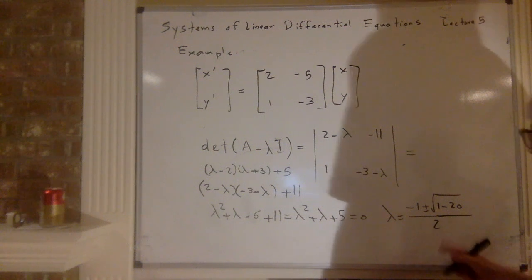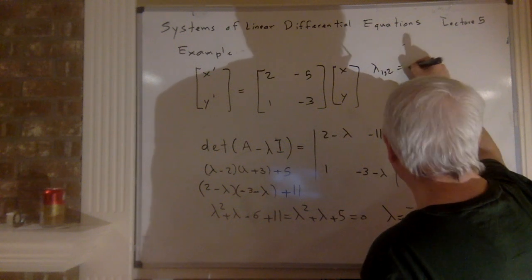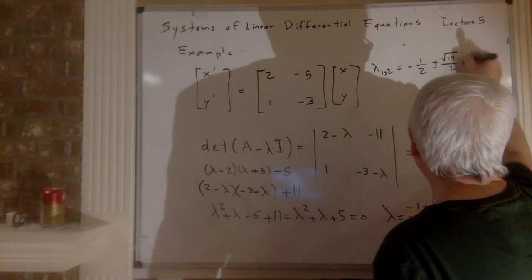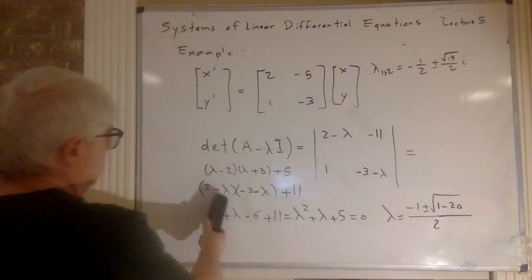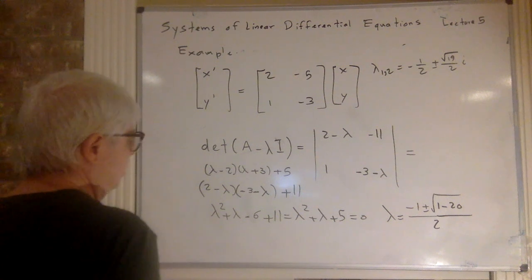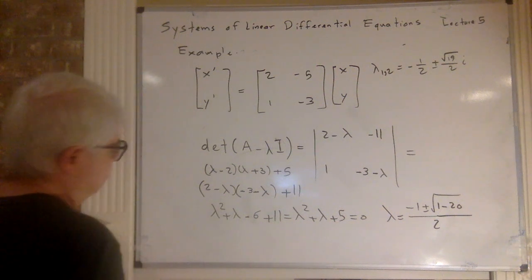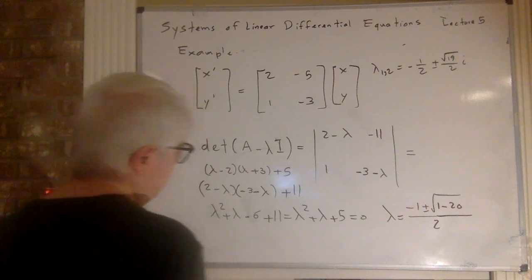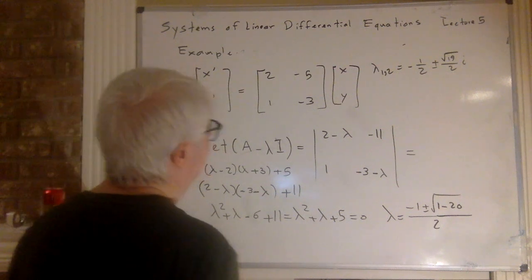So the solutions, the lambdas, lambda 1 and 2, are minus 1/2 plus minus square root of 19 over 2i. Let me double check. So lambda squared plus lambda minus 6 plus 11. Yeah. So 4 times 5, 20. So 1 minus 20, that is minus 19. And so I have these two.